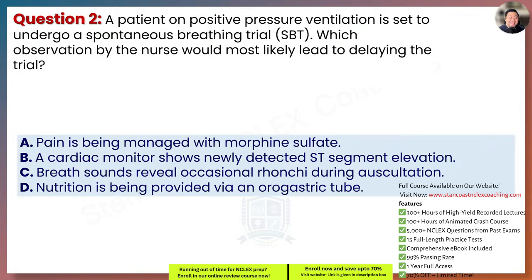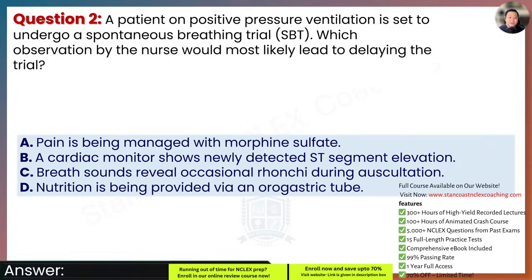The answer is letter B. And why is that? Well, when you're preparing a patient on positive pressure ventilation for a trial, your priority is to assess whether the patient is physiologically stable enough to attempt breathing without ventilator support. The goal of the SBT is to see if the patient can sustain adequate ventilation on their own. And so anything that significantly compromises their cardiopulmonary function could lead to postponing the trial.